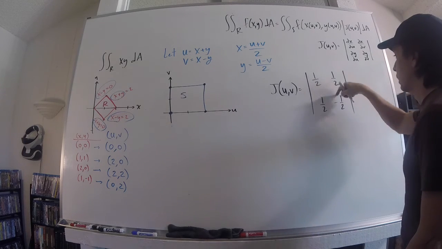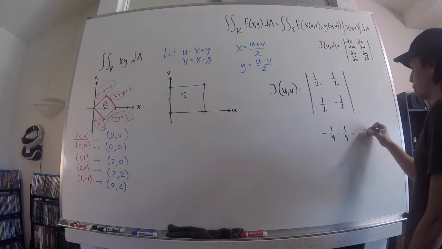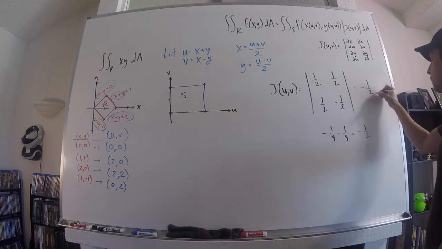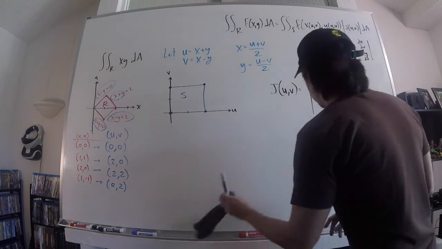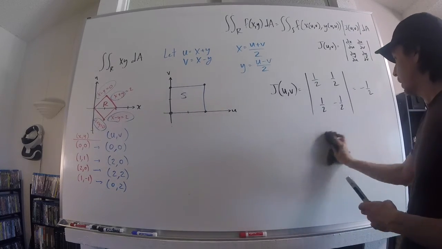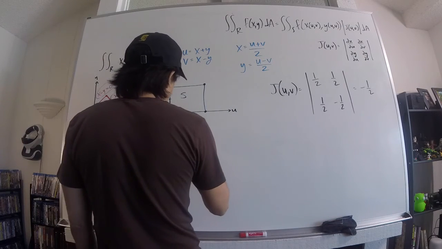Ready for the fishy thing? -1/4 minus 1/4 is equal to -2/4, which is -1/2. That's my Jacobian. I will be taking the absolute value of it, so in my integral I have to throw in an extra factor of 1/2. I'm ready to go. Now I'm definitely ready to go.